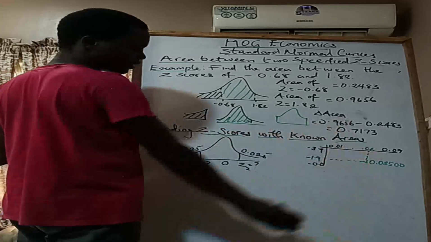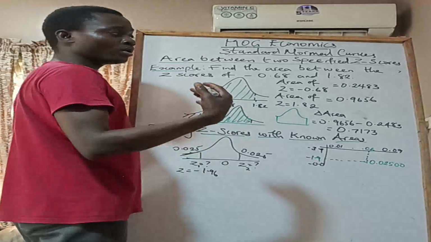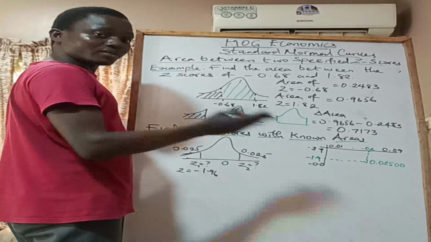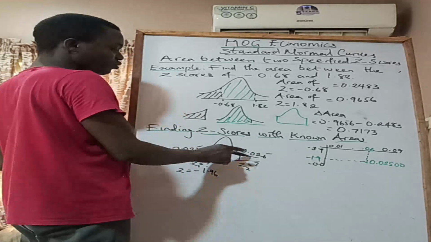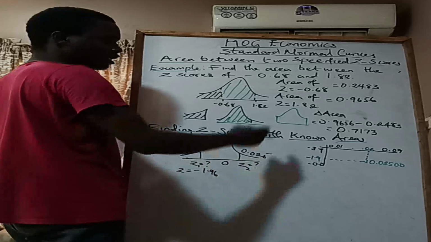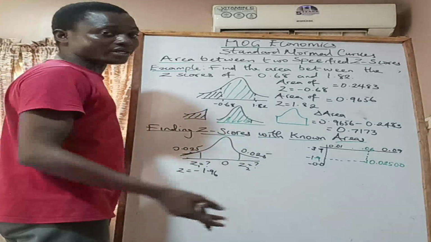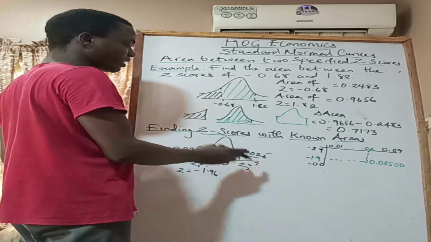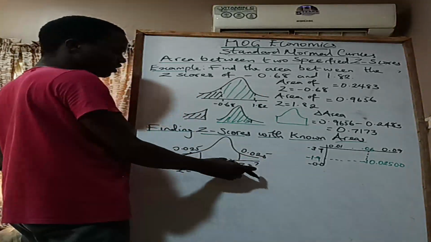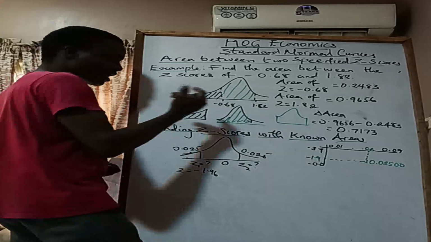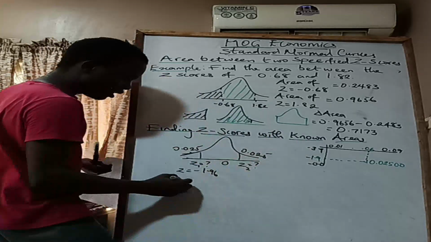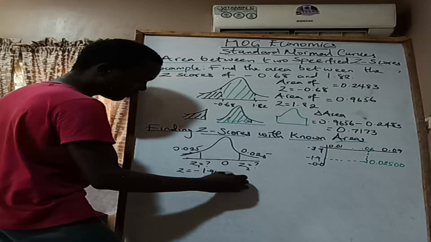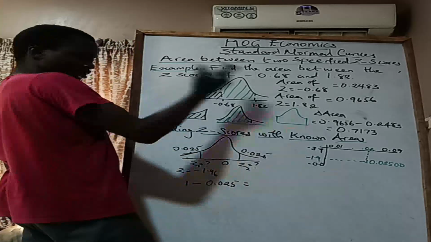Now for z2, look at it. This is to the right of z2, but under your z-score table, the values you have there are to the left. So we are not even looking for 0.025 under positive figures, right? Because we won't even find it. What we are looking for here is the corresponding value of z2 to the left. Do you understand? To get that, the first thing we have to do is 1 minus 0.025 will give us the corresponding value of z2 to the left.